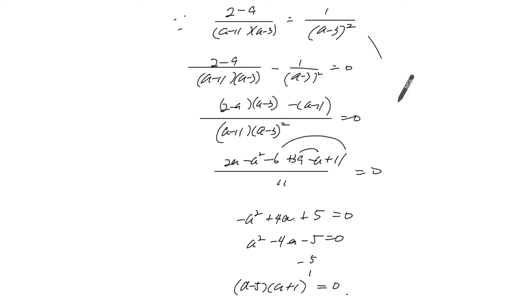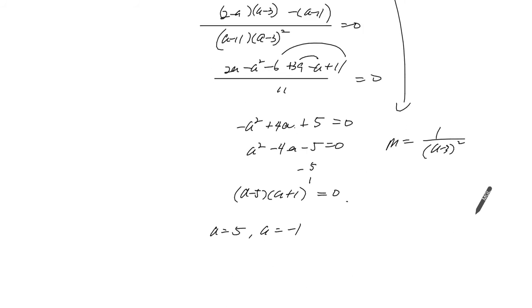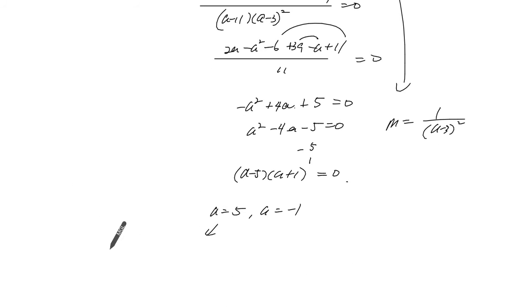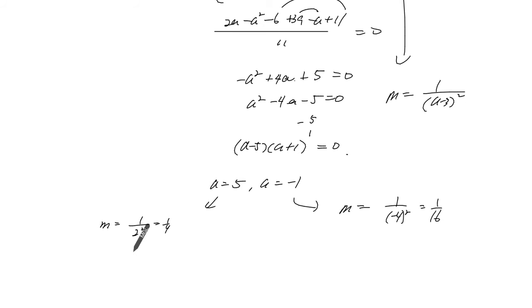Let's plug in here. So when a is equal to 5, the slope is 1 over 4. When a is equal to negative 1, the slope is, so now we have the point 11 and 0. So it's y is equal to 1 over 4 x plus b, 11 and 0. So b is equal to negative 11 over 4.